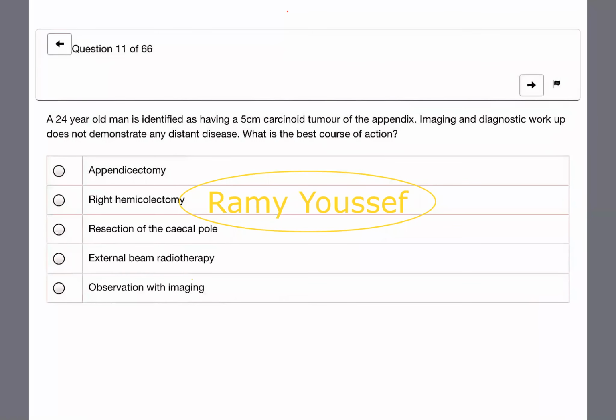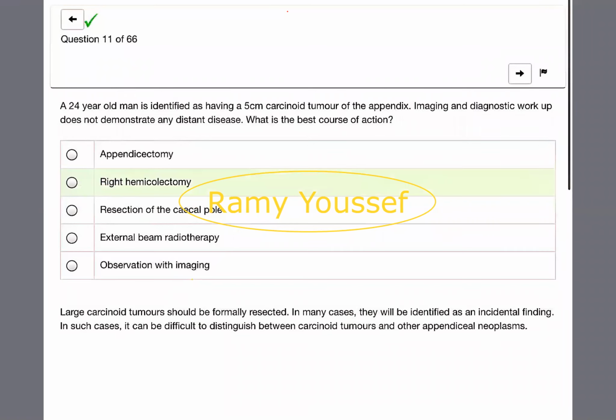Okay, next. A 24-year-old man is identified as having a 5 centimeter carcinoid tumor of the appendix. Imaging and diagnostic workup doesn't demonstrate any distant disease. What's the best course of action? B. Right hemicolectomy. Exactly. A big mass like a 5 centimeter carcinoid tumor, I'll go for right hemicolectomy, after I make sure that there is no distant metastasis. If it is small, less than 2 centimeters, and at the tip, I just go for appendectomy alone. I don't need to go for right hemicolectomy. You can remove it with the appendix without any complication.